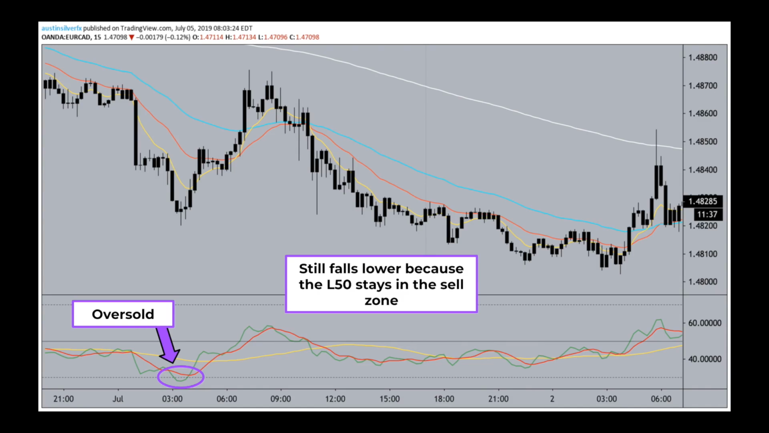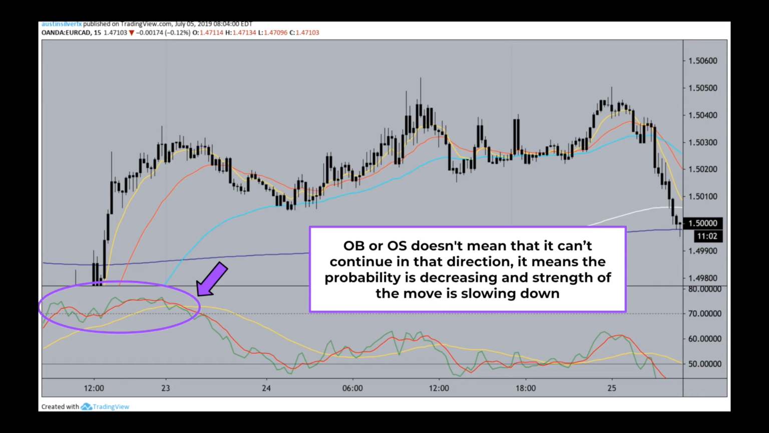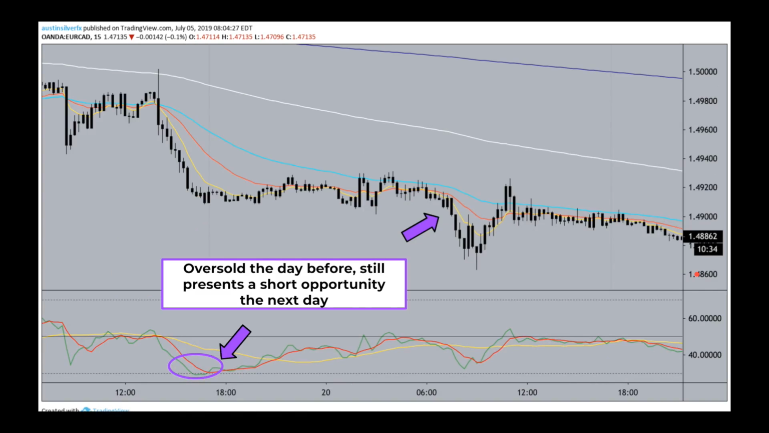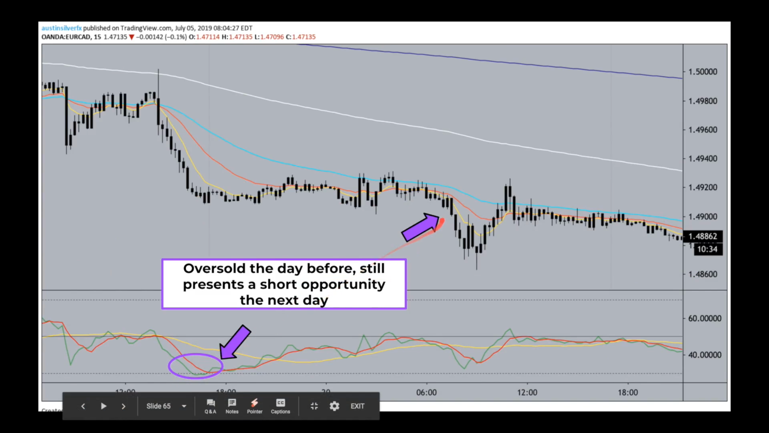But understand, just basics, that if it hits overbought or oversold, it can still continue higher. Like I say here, overbought or oversold doesn't mean that it can't continue in that direction. It means the probability is decreasing and the strength of the move is slowing down. Here, overbought gives you another pop higher. The next day, it finally corrects itself and comes lower. Here, same thing, oversold and still gives you the opportunity to take it short.